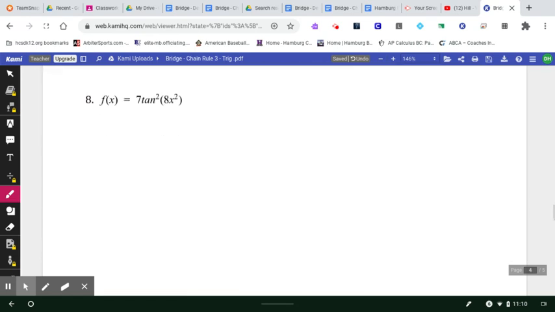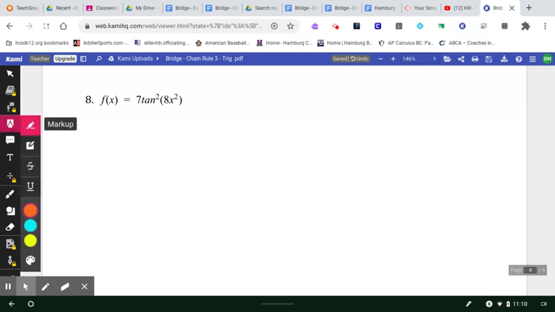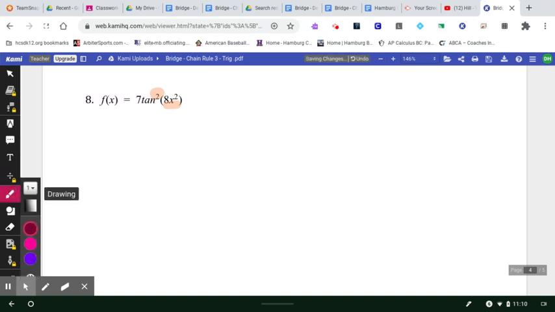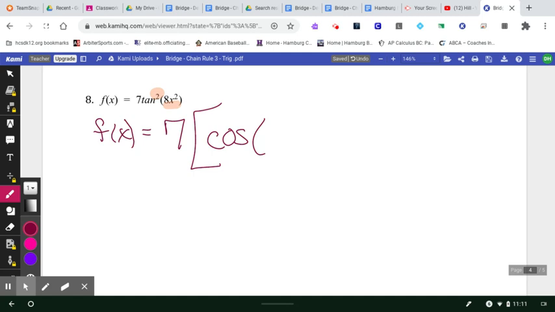All right, number 8. 7 tangent squared of 8x squared. So are we catching double chain rule? I guess that's the first question. Clearly there's an obvious inside, and then the squared is telling me it's inside something else. So let's go ahead and rewrite. So pause it, rewrite it for yourself. Tangent of 8x squared, squared. Okay, so I'm rewriting by pulling that exponent out just on the tangent.